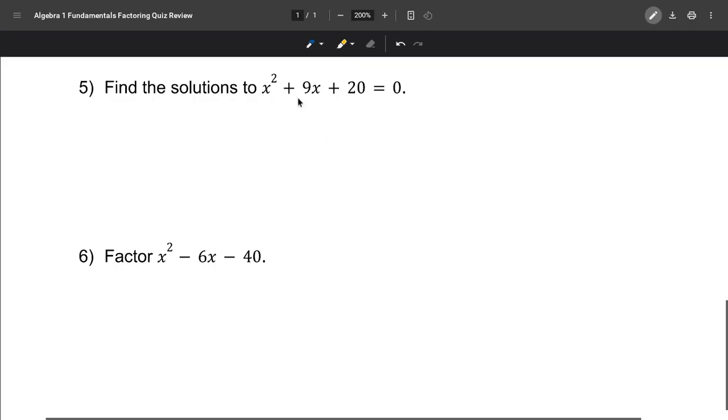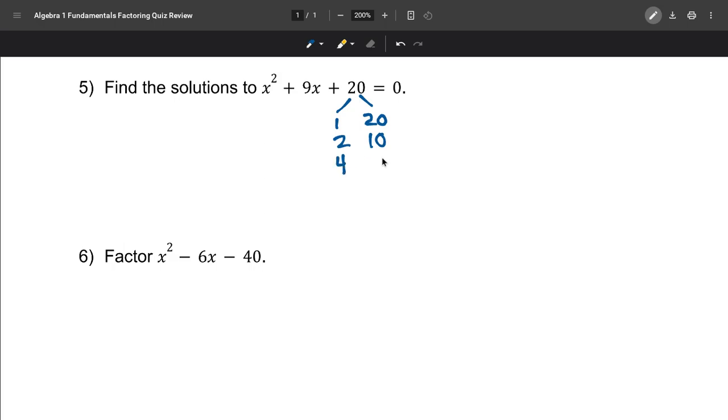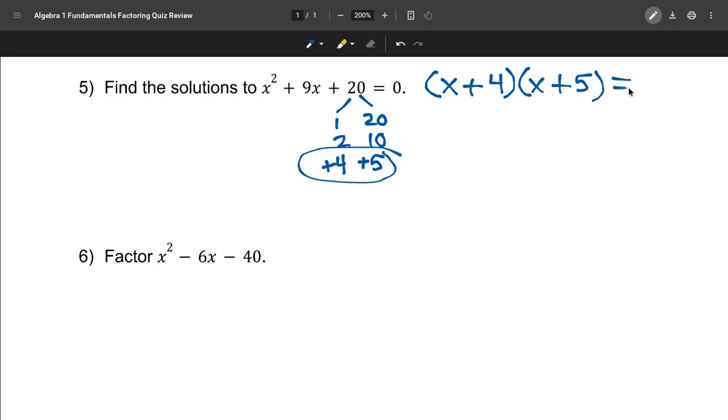All right, problem 5. Find the solutions to x squared plus 9x plus 20 equals 0. So we have positive 9, positive 20. I'm going to list the positive factors of 20. So 1 and 20, 2 and 10, and 4 and 5. Now positive 4 and positive 5 work. So I can write this in factored form as x plus 4 times x plus 5, and set that equal to 0.